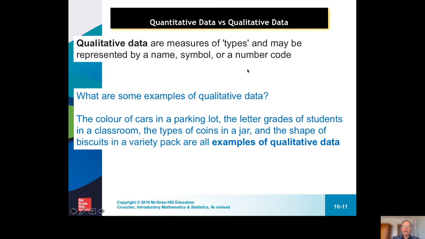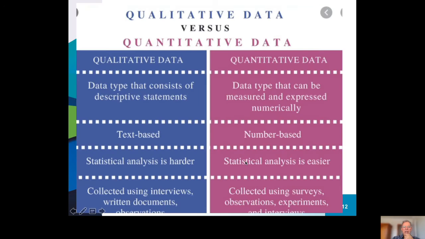Qualitative is a measure of the quality, if you like, of the data. So some sort of characteristic of the data: colour of cars in a parking lot, the grades of students in a classroom, types of coins in a jar, shapes of biscuits, all those sorts of things, qualitative data.